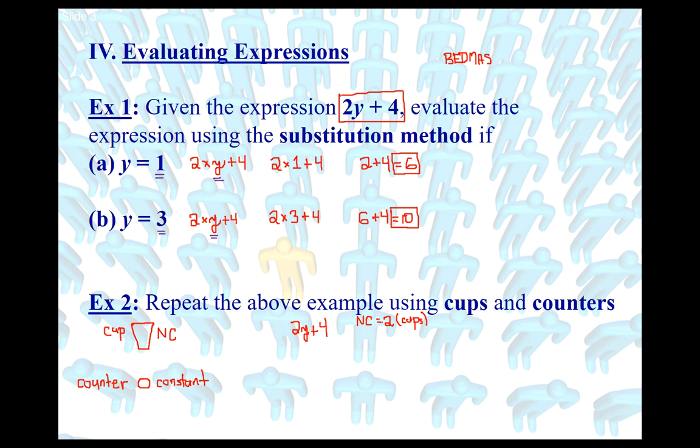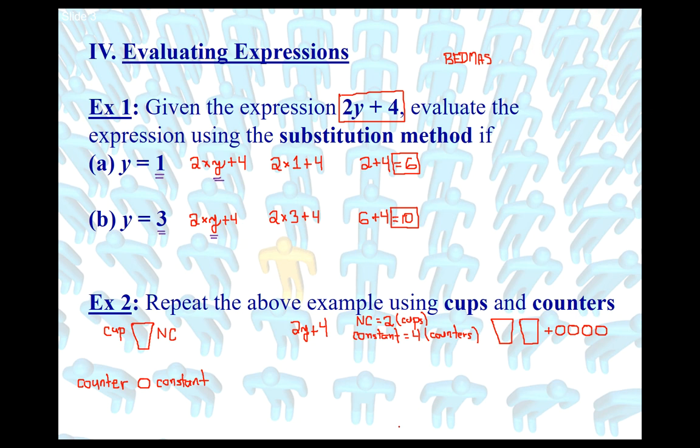And the constant is 4, and that's the number of counters. So if I draw this with cups and counters, I'd have 2 cups. So 1 cup, 2 cups, and then add 1, 2, 3, 4 counters. 2 cups plus 4 counters.